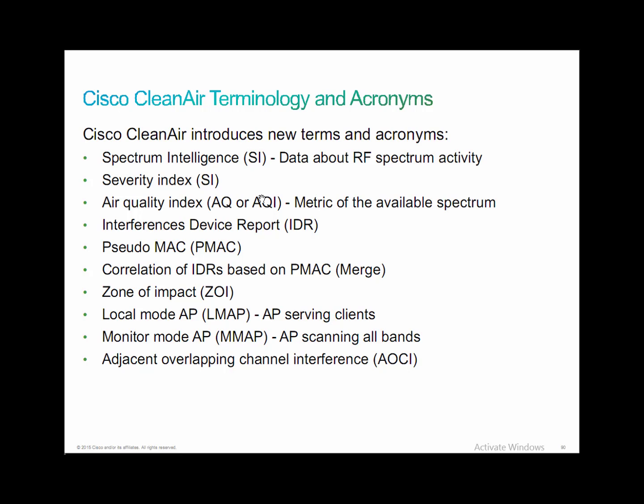A local mode AP, obviously, as you can see here, serves clients, whereas monitor mode APs, their whole purpose is to scan the spectrum and identify any interferers in the spectrum. By the way, monitor mode APs do not serve clients. They do not transmit active neighbor messages. They don't show up in neighbor lists, and so on. So they're simply there for monitoring the spectrum. All right.